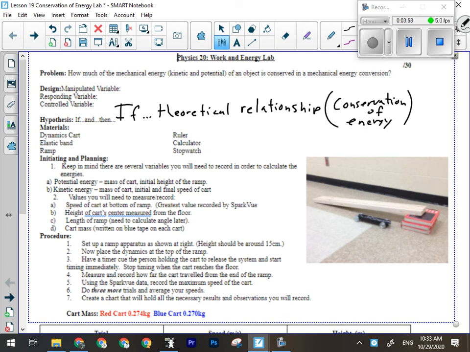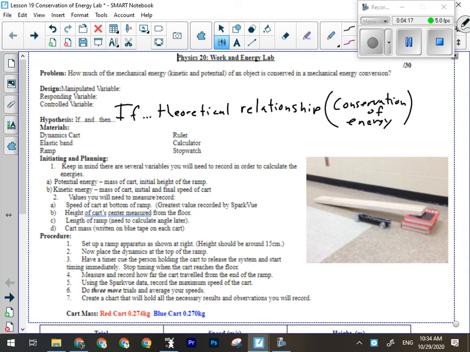But obviously that's probably not going to look like that, because we're not going to be able to measure how much sound energy is produced. We'll be able to calculate it, but we won't be able to measure it. So the if part needs to talk about that law of conservation of energy, the theoretical relationship of energy at the top and energy at the bottom.